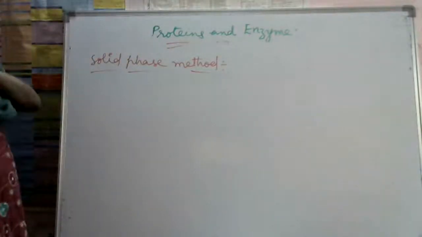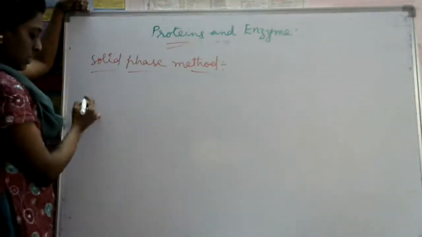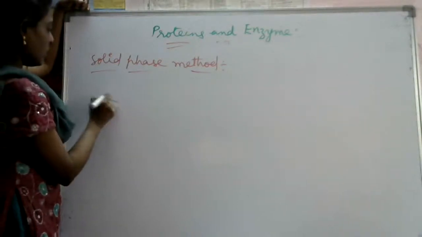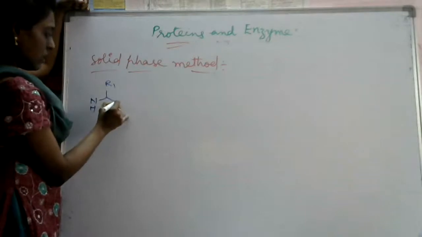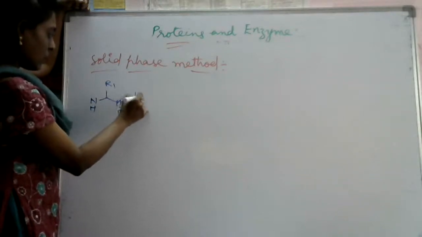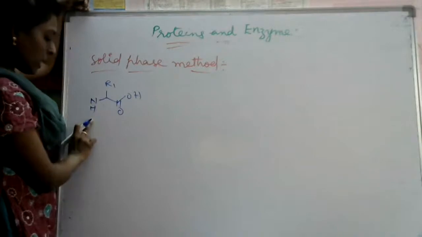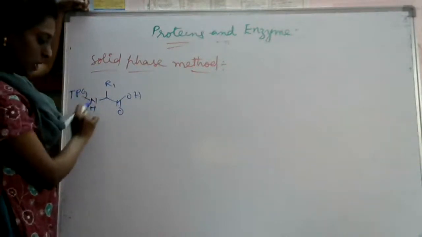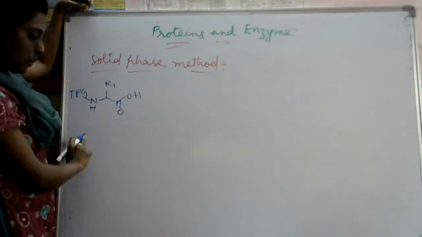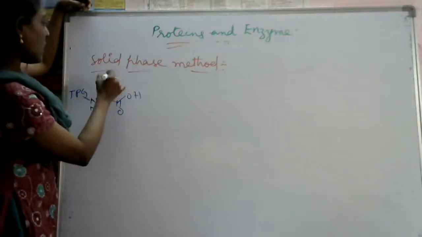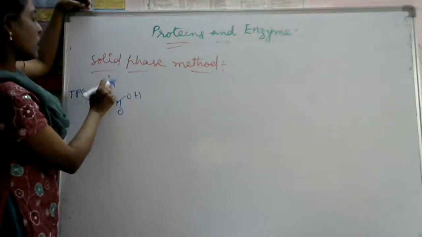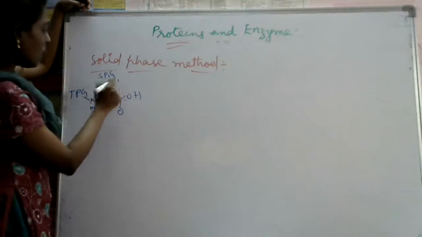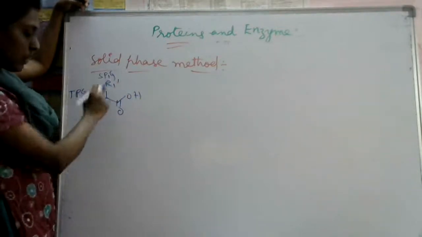First we have to protect. Here the NH group is there, R1 is there, and this is COOH. So this amino group should be protected. This is a TPG, temporary protecting group, and this is linked with the SPG, semi-permanent protecting group.